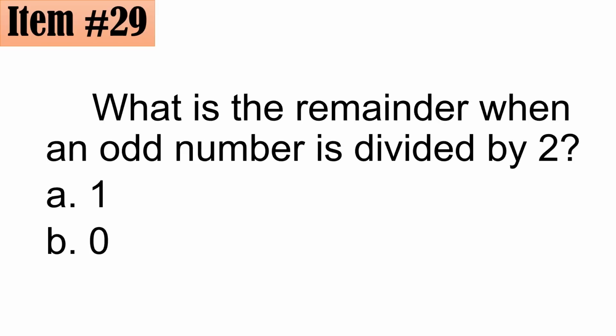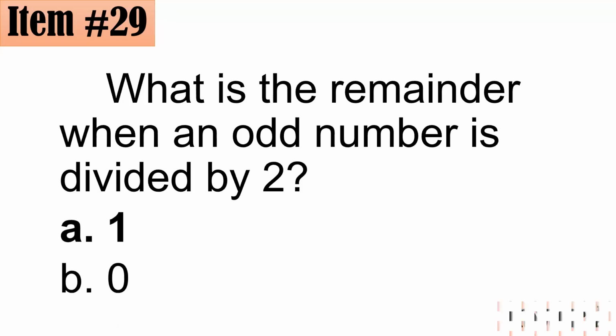29. What is the remainder when an odd number is divided by 2? Is it A, 1, or is it B, 0? An odd number is divided by 2. What is the remainder? Almost everyone answered letter A, which is 1, and you are actually correct.